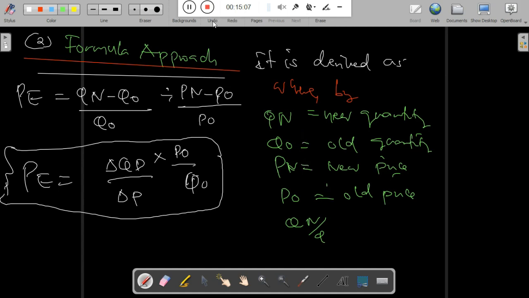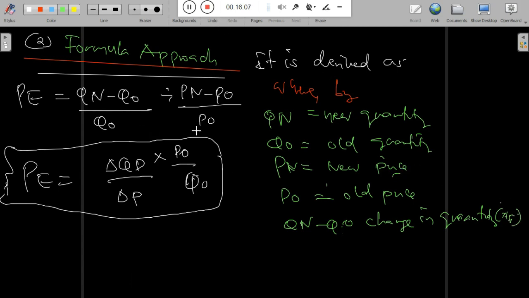And Pn represents the new price, and Po represents the old price. So when you apply this kind of formula, we are capable of solving different problems concerning price elasticity of demand by the formula approach. Let's look at an example of how we can solve the price elasticity of demand by a formula approach.